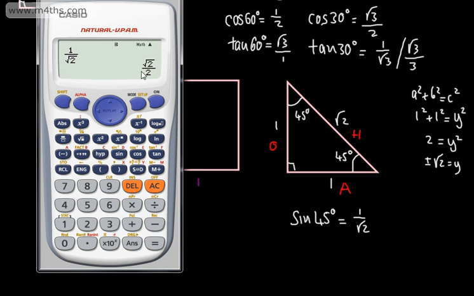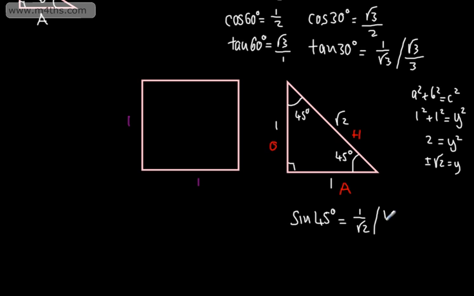So if you see it in a book as root 2 over 2, root 2 over 2 is the same as 1 over root 2. All that's happened here is that the numerator and the denominator has been multiplied by root 2, so we have a rational denominator of that fraction.